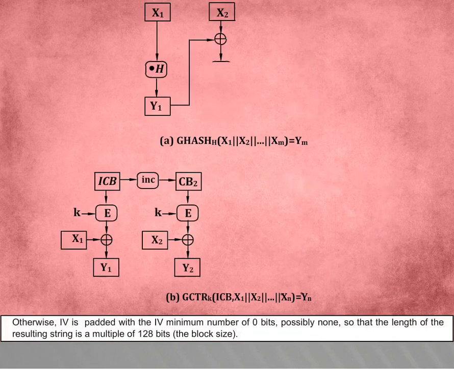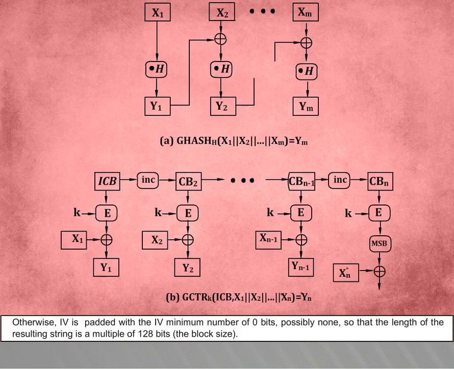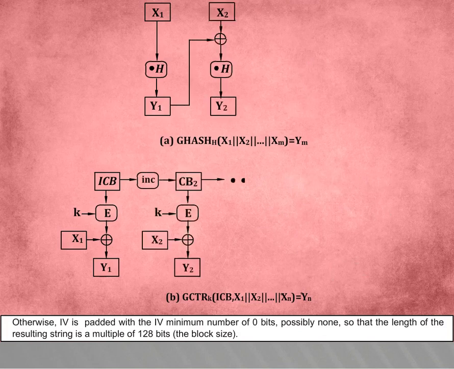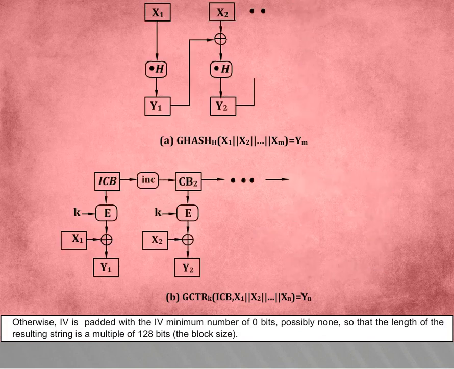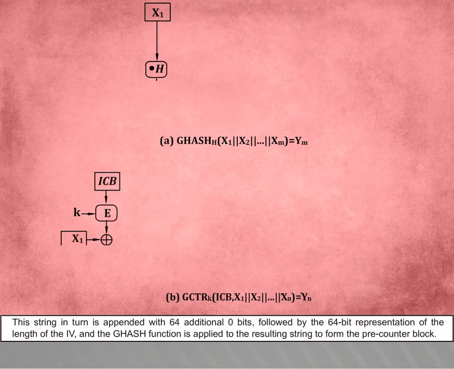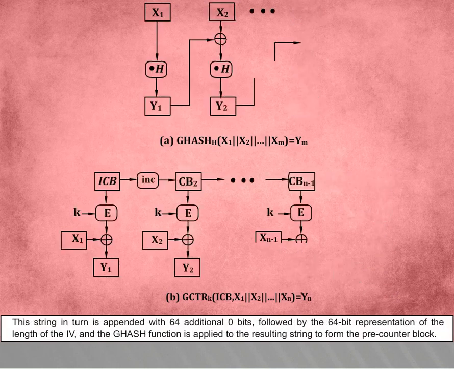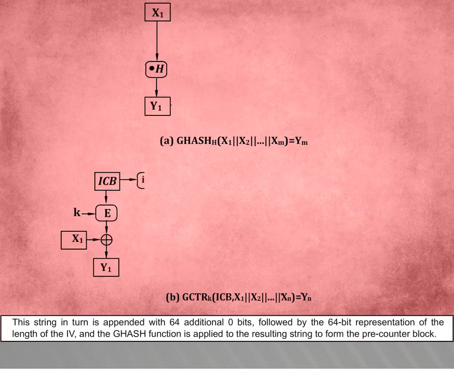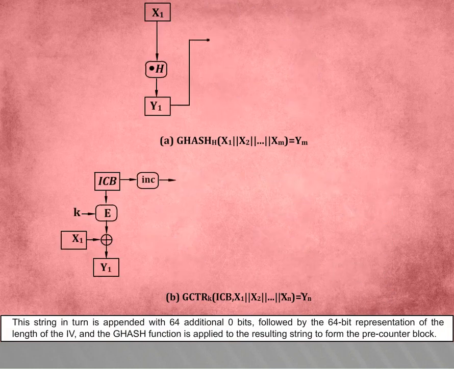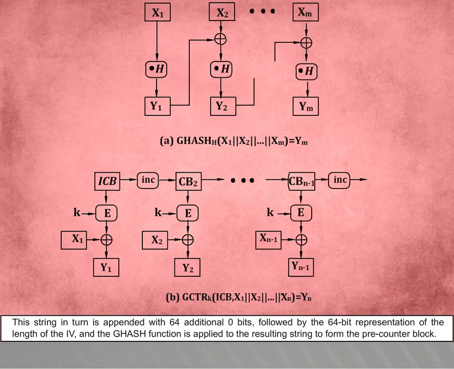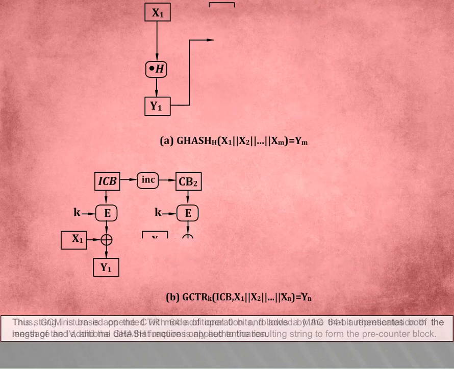Otherwise, the IV is padded with the minimum number of 0 bits, possibly none, so that the length of the resulting string is a multiple of 128 bits, the block size. This string, in turn, is appended with 64 additional 0 bits, followed by the 64-bit representation of the length of the IV, and the g-hash function is applied to the resulting string to form the pre-counter block.